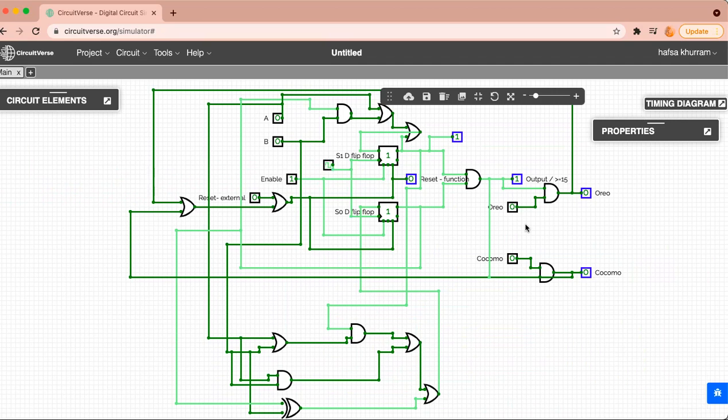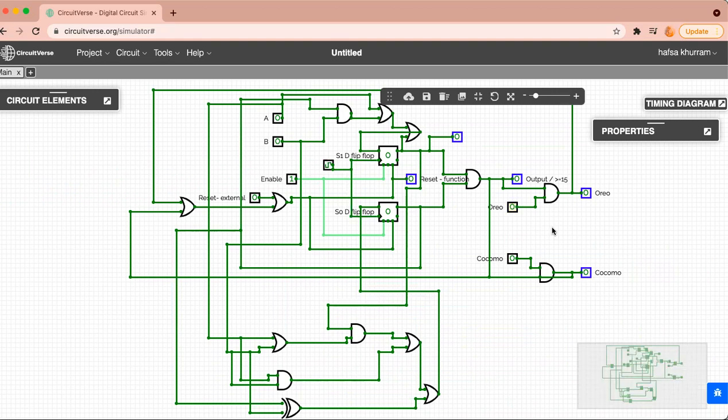The highlighted green part shows that there's a high logic within these wires. And now I'll show you how it will be automatically reset again. So I purchased an Oreo, let's say, and see the entire circuit has reset and I've been able to purchase the Oreo over here.